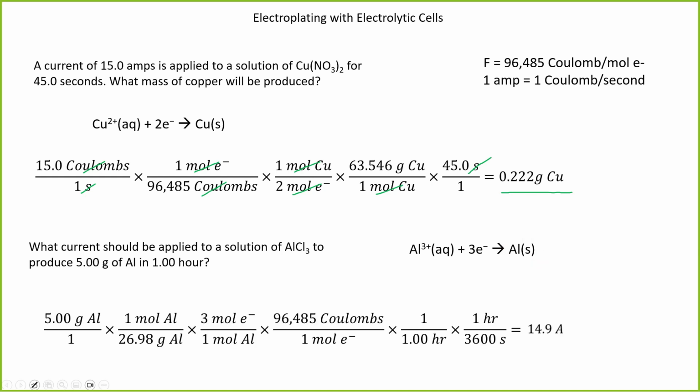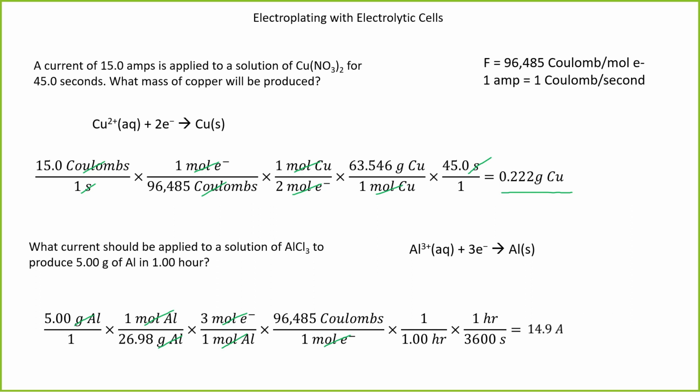Starting with the 5 grams of aluminum that I want to produce. First, I'm going to convert that into moles. So my grams of aluminum cancel. Next, how many moles of electrons do I need? I need 3, so my moles of aluminum cancel. Now I'm going to use Faraday's constant to convert to coulombs. And finally, I'm going to divide that by my time.